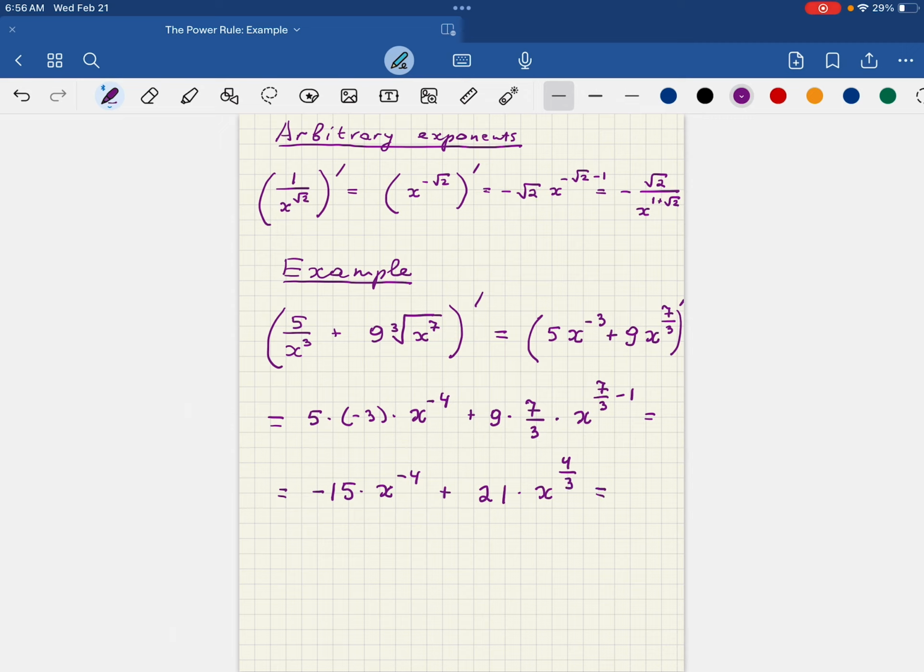And we can in principle leave the answer this way, but since the original function was formulated without using fractional exponents and without using negative exponents, we can rewrite our answer in a form that is similar to how the original function was written. In other words, we will rewrite the first term as negative 15 over x to the power 4, and then the second term plus 21 cube root of x to the power 4.